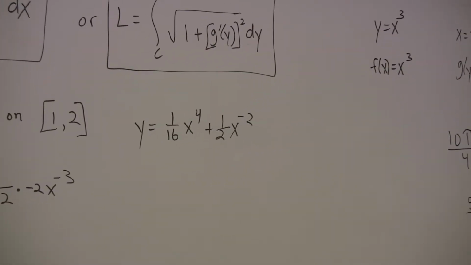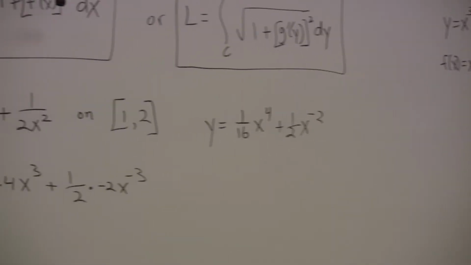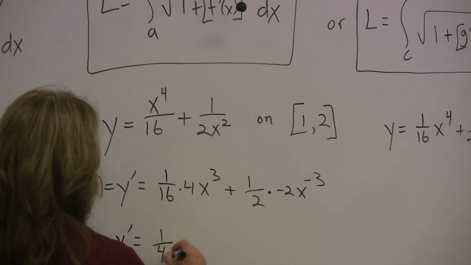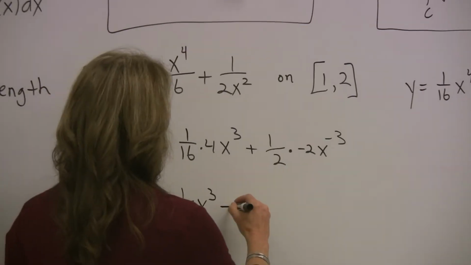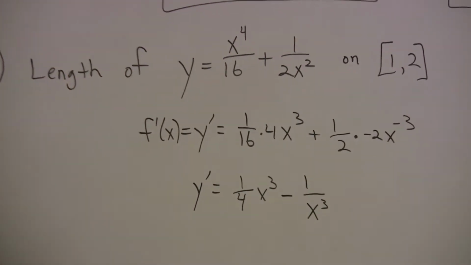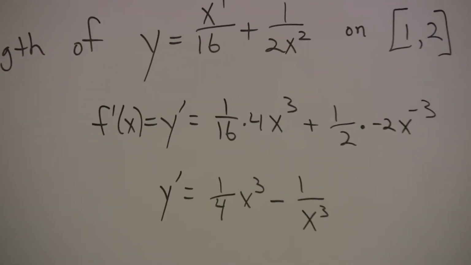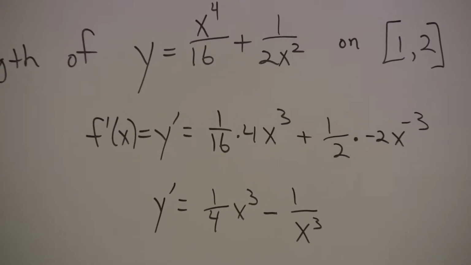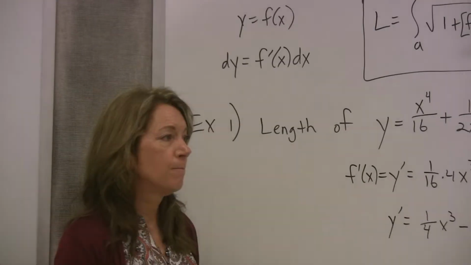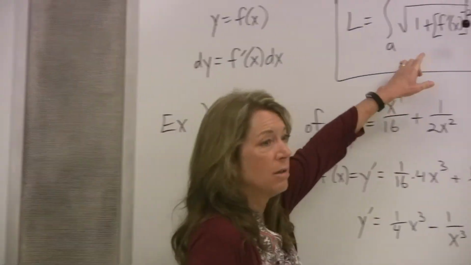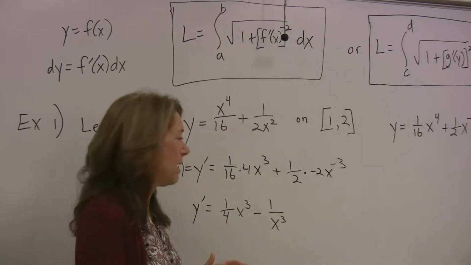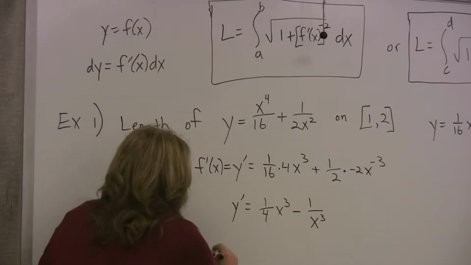Fair warning, these problems get a little messy, but they work out nicely in the long run. So my derivative is 1/4 x cubed minus 1 over x cubed, with the 2 and the -2 reduced there. We good? What do I need to do with that? I need to plug it in the equation, and in the equation it's going to be squared. So I'm actually going to square it even before I plug it in, just so it doesn't get all messy yet. So I'm going to now find the derivative squared.